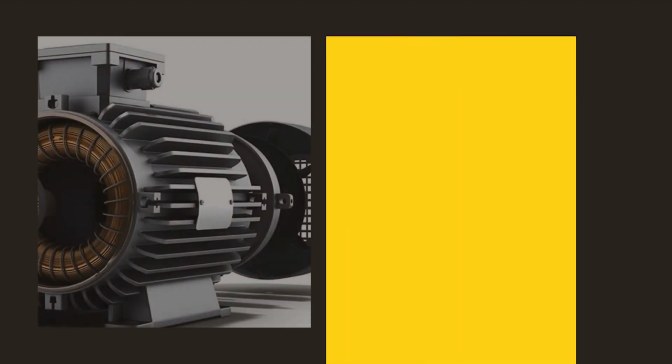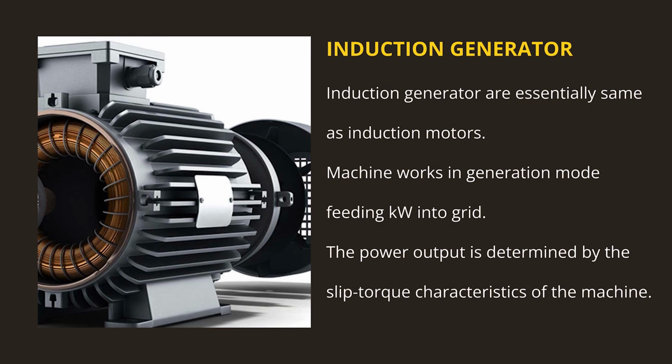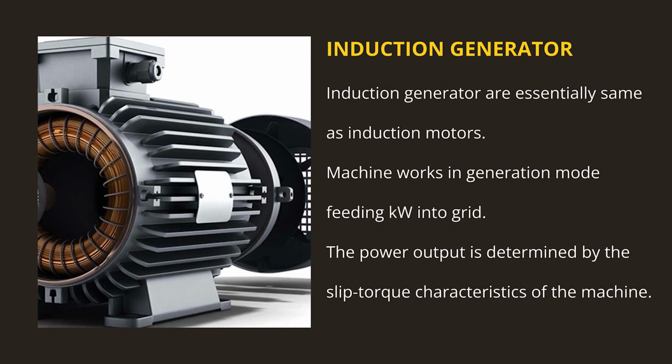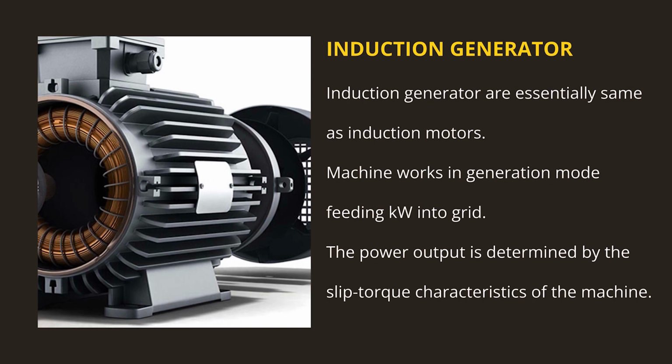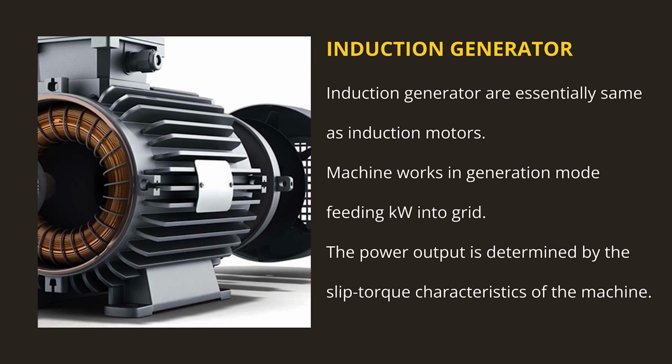Now, let us talk about the induction generator. Induction generators are essentially the same as induction motors. When rotated at super synchronous speeds, the machine works in generation mode, feeding kilowatts directly into the grid. The power output is determined by the slip torque characteristics of the machine. The speed of the turbine generator set does not need to be controlled by a governor, nor is there a need for a voltage regulator.